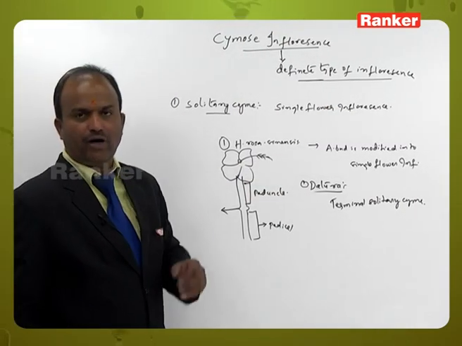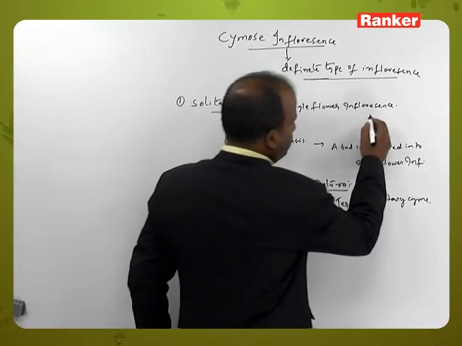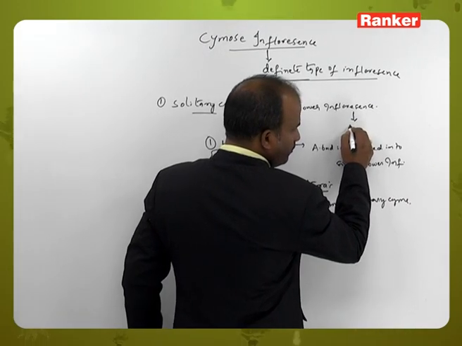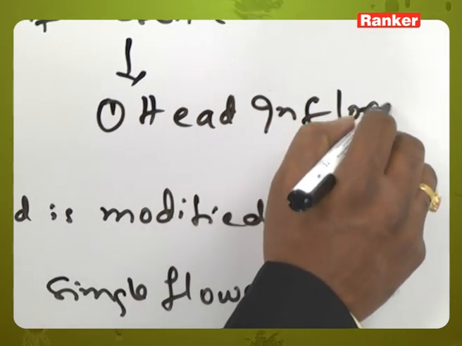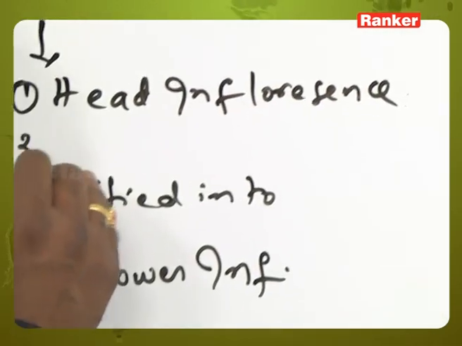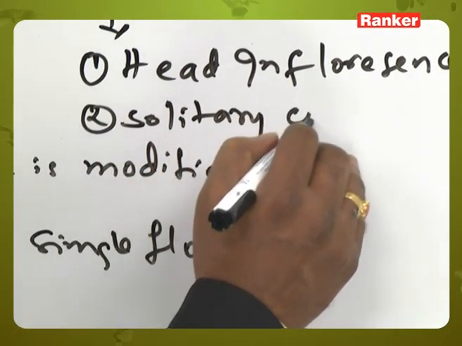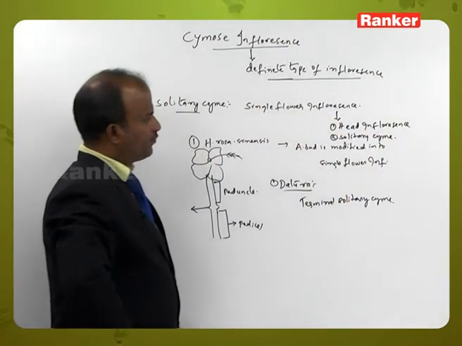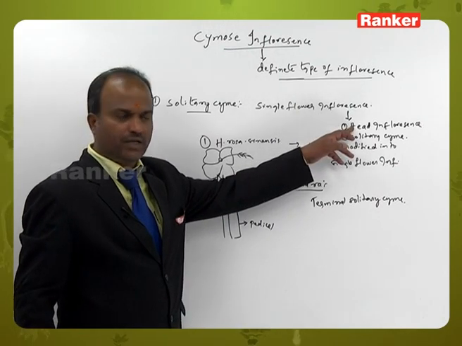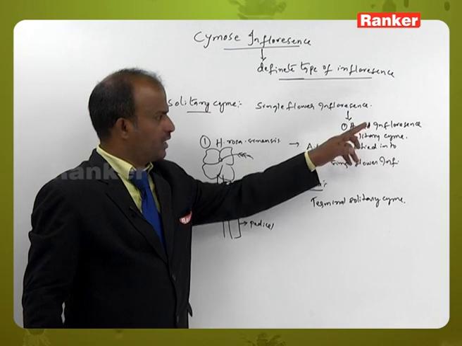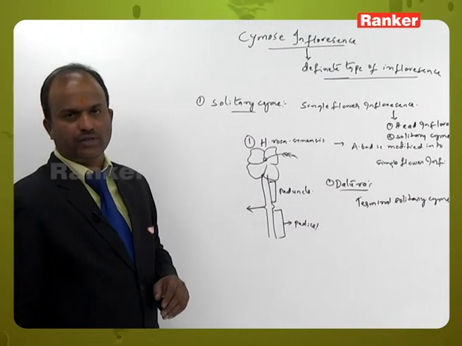Can you tell me how many types of inflorescences look like a single flower? One is the head inflorescence, and the second one is the solitary cyme. So these two are the inflorescences which look like a single flowered inflorescence.